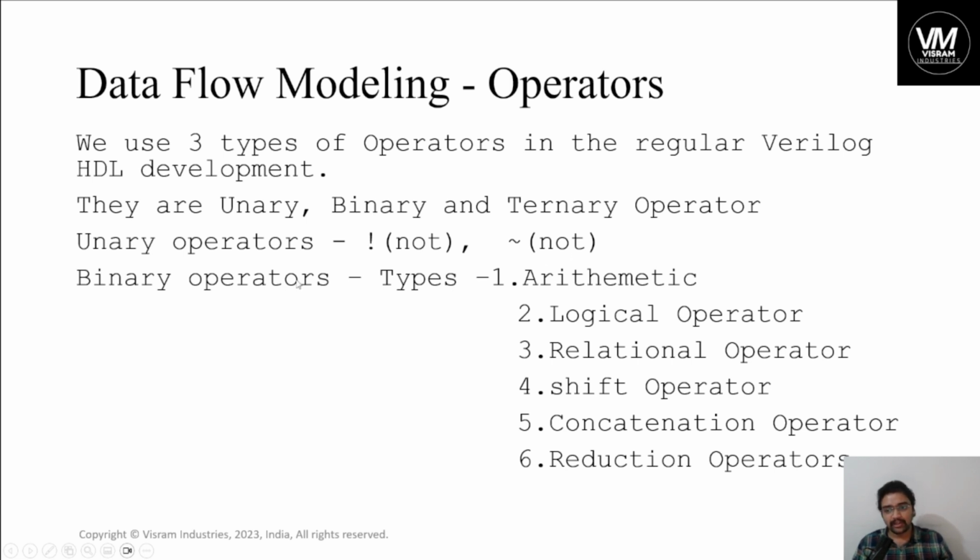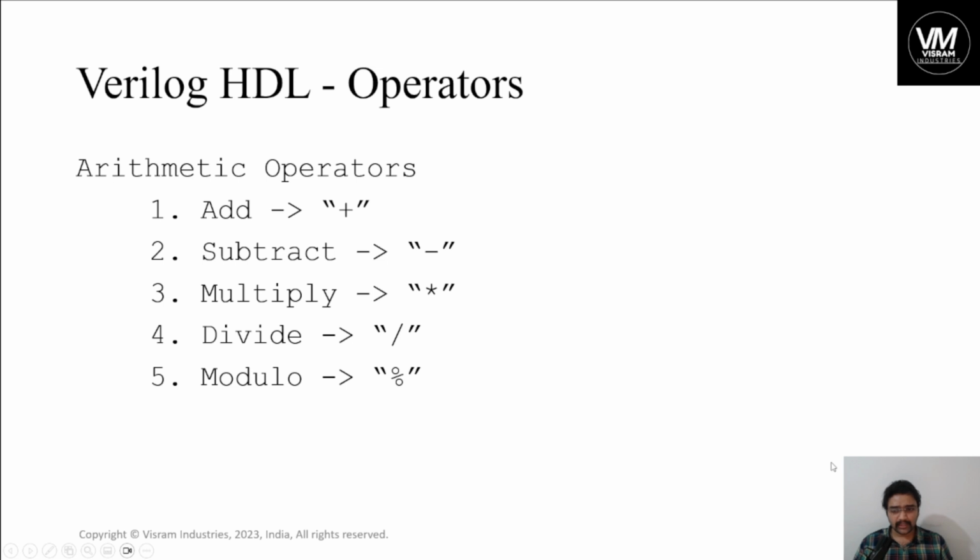And we have binary operators in the types of arithmetic, logical, relational, shift operator, concatenation operator, and reduction operator. Don't get confused by these many operators. Just think, okay, for this type of specific application we will be using this particular symbol. So that is the operator. Then we'll look into each individual operator now.